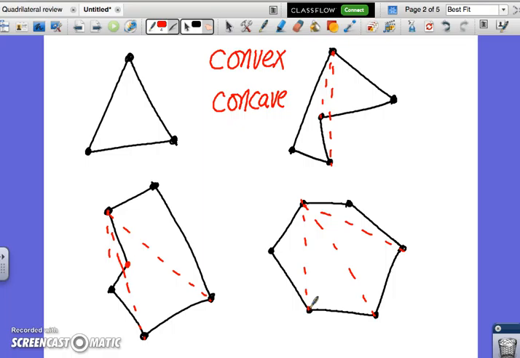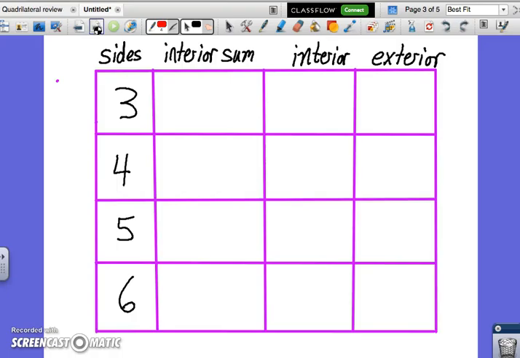Now the other term that we use sometimes is regular. Now this has nothing to do with the amount of fiber in the diet of these things. Regular means that all of the sides and all of the angles are exactly the same. So a lot of times we'll focus on regular polygons when we're talking about it. So a regular three-sided polygon we would call, yes, an equilateral triangle. So a three-sided polygon is called a triangle.